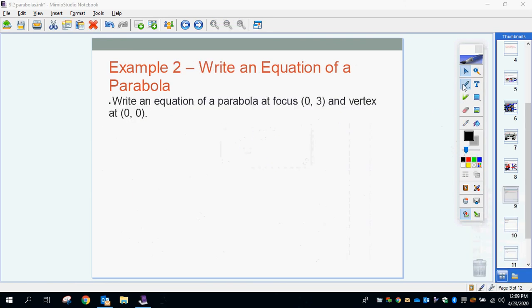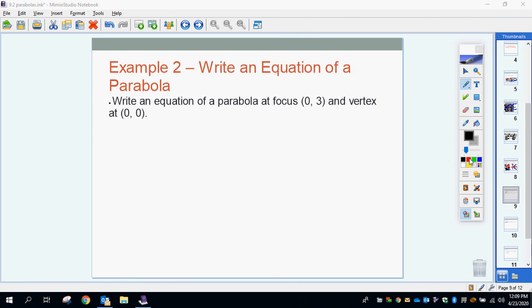The second type of example that you might see is writing the equation of a parabola. And I like these because they go a lot faster. So if this parabola has a focus at 0, 3 and its vertex is at 0, 0, we're supposed to come up with the equation of this parabola.